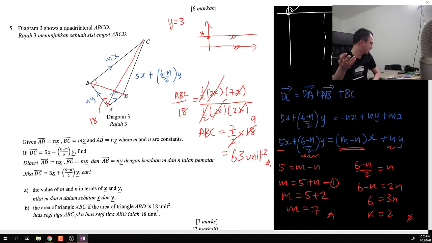Yeah, is there any mistake here? I hope I didn't make any mistake over here. This kind of question actually seldom happens in SPM. Oh, I can say it has never happened in SPM.